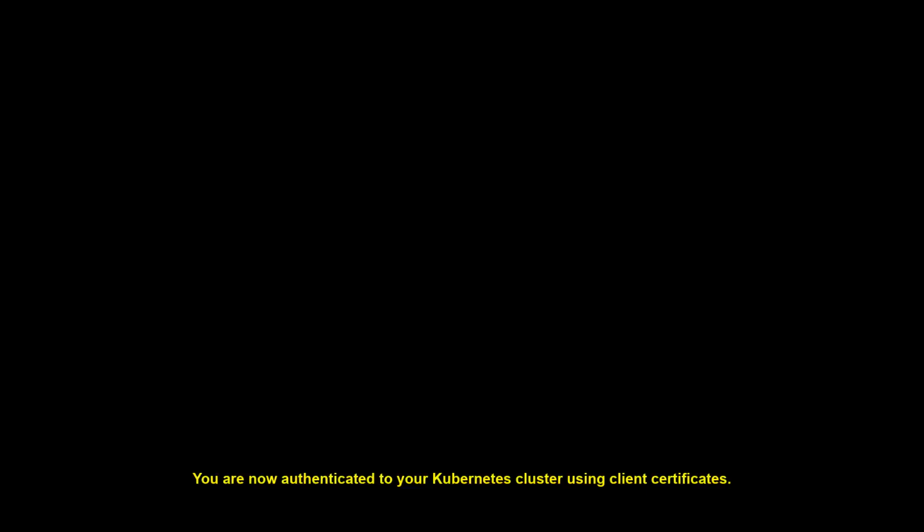You are now authenticated to your Kubernetes cluster using client certificates. You can verify your authentication by running a simple command like kubectl get nodes. If everything is set up correctly, you should see a list of the nodes in your cluster.